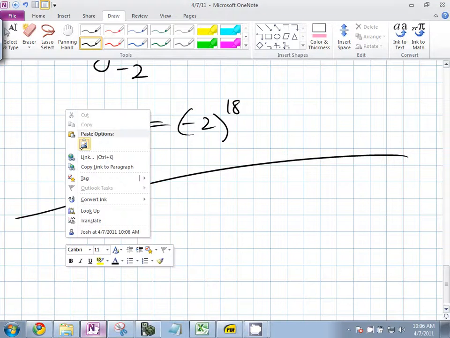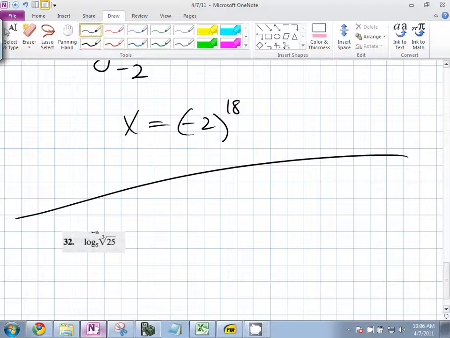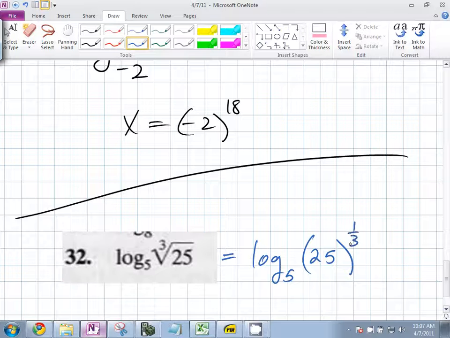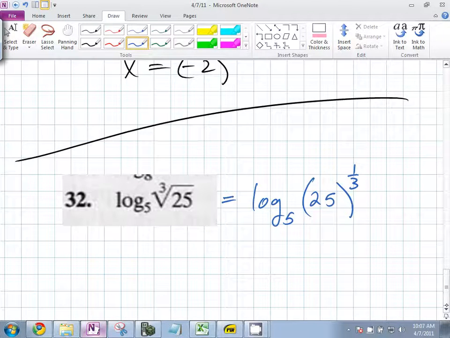So for 32, what do you think a good first step is? Change the base. I'm hearing the same thing in a few places. That's good. Change it to what? Log base 5 of what? 25 to the 1/3. That's what I would do first. Correct? What can you do with that 1/3 now? Put it in the front. It's 1/3 log base 5 of 25.